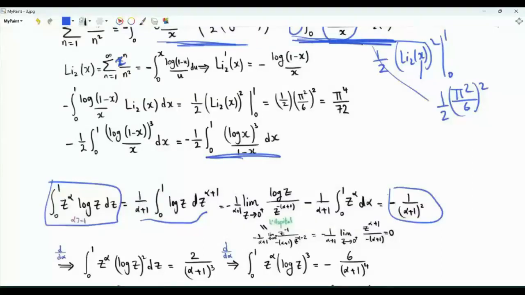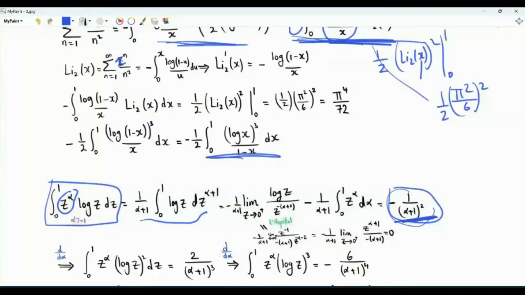Now differentiate both sides with respect to alpha. The right-hand side becomes 2 over alpha plus 1 cubed. And here, when we differentiate with respect to alpha, we differentiate under the integral sign, this z to the power alpha. Its derivative is z to the power alpha log z. So we end up with log z squared. The integral from 0 to 1 of z to the power alpha log z squared is the derivative of this guy with respect to alpha, 2 divided by alpha plus 1 cubed.